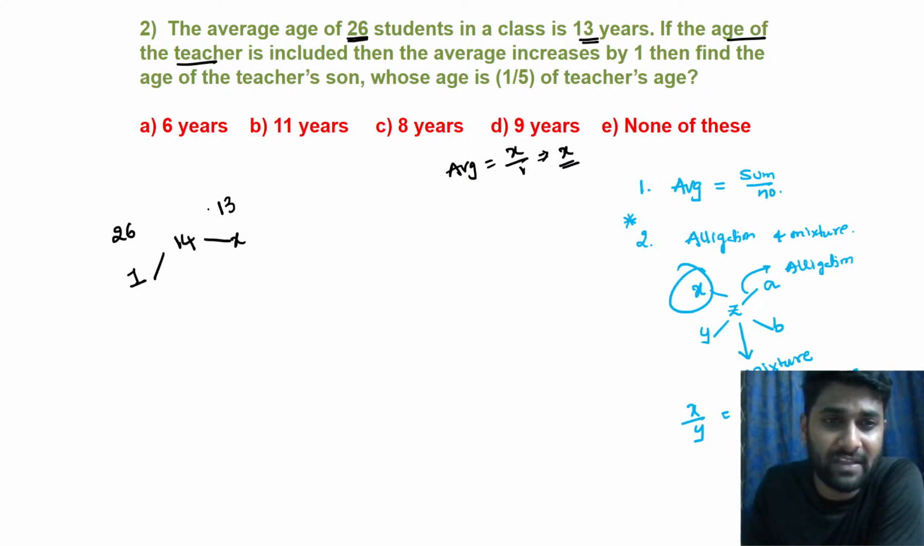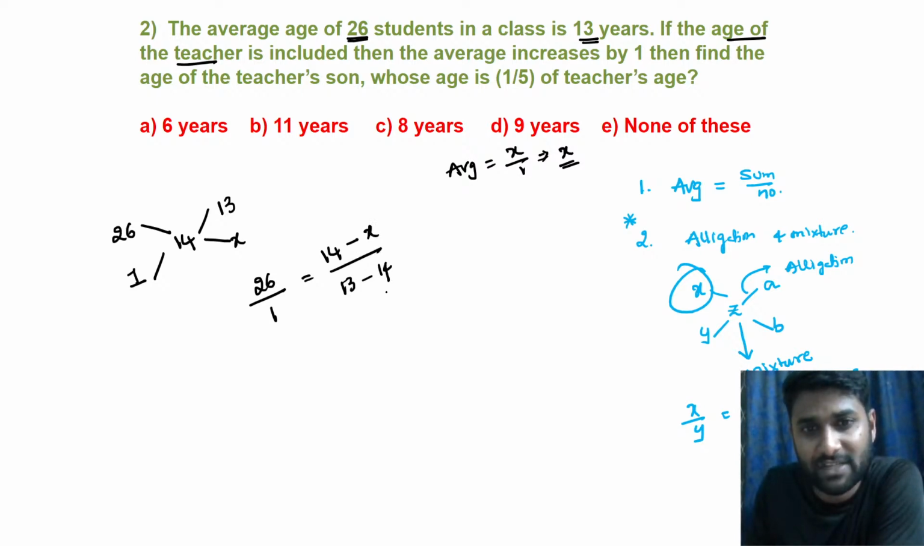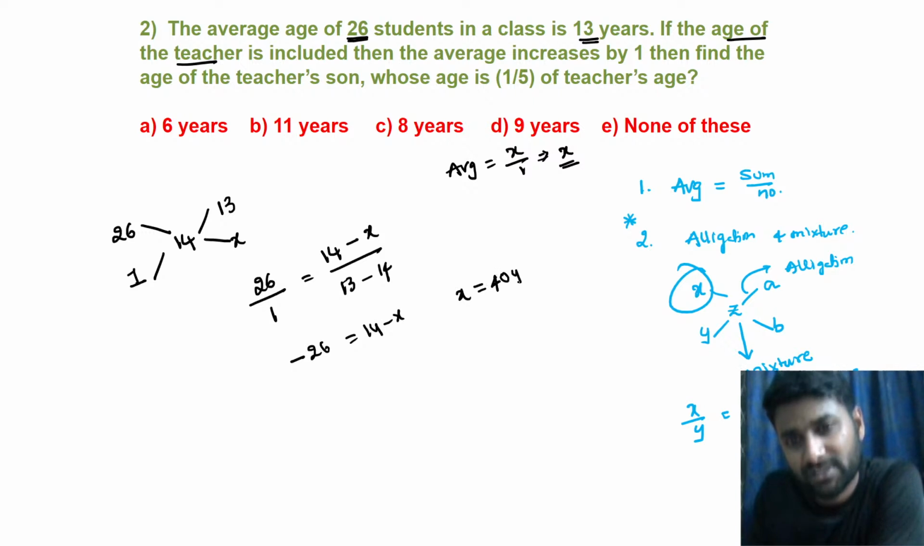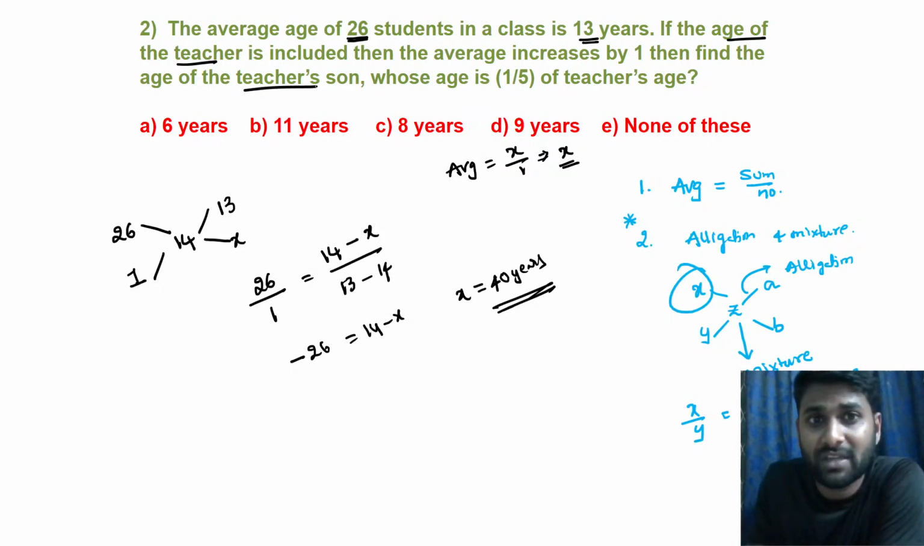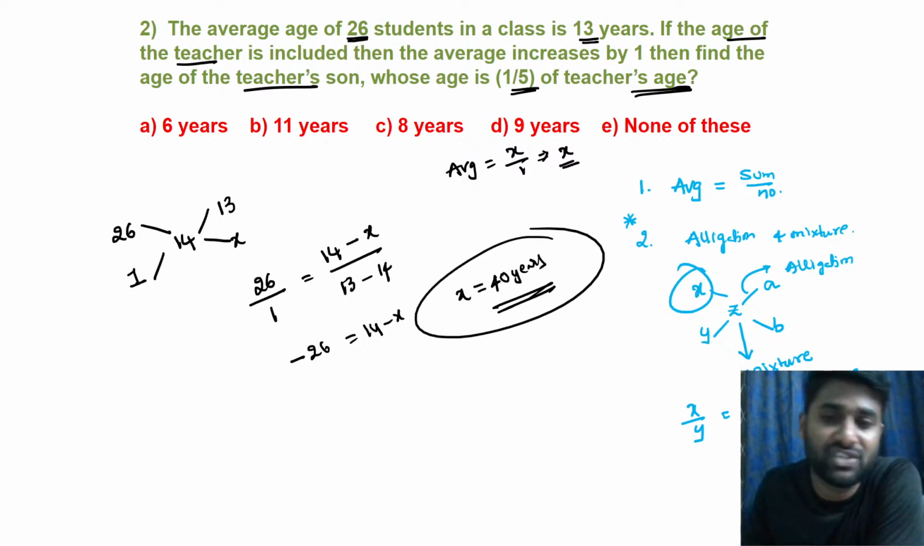Now first you have to identify the age of the teacher. The age of the teacher depends on 26 divided by 1 exactly equal to 14 minus x divided by 13 minus 14. So finally, 26 is equal to 14 minus 6. Now we can identify that the age of the teacher is 40 years, but in our question you have to identify the age of the teacher's son. So here the teacher's son information is 1/5 of the teacher's age. See, you already know that the teacher's age is equal to 40. So the teacher's son's age is 1 by 5th of 40 years, exactly equal to 8 years.